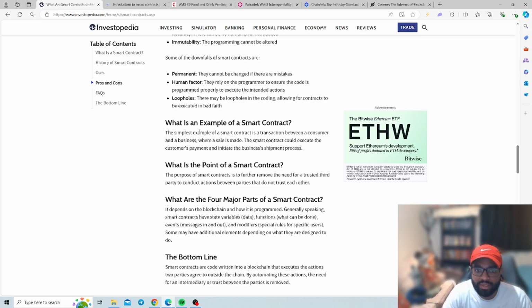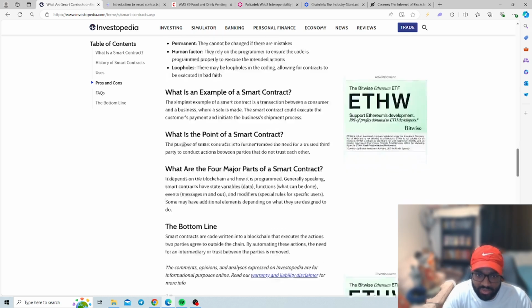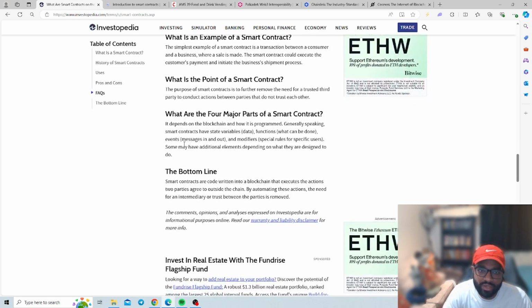The simplest example of a smart contract is a transaction between a consumer and a business where the sale is made. The smart contract can execute the customer's payment and initiate the business shipment process. What is the point of a smart contract? The purpose of a smart contract is to further remove the need for trusted third parties to conduct actions between parties that do not trust each other.